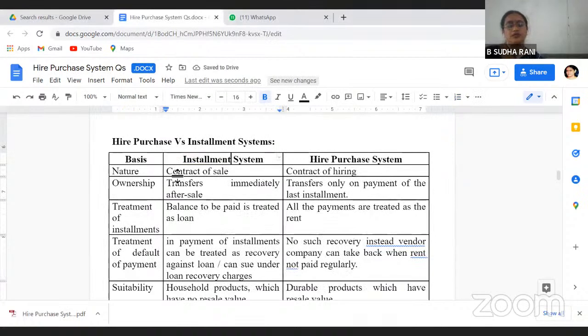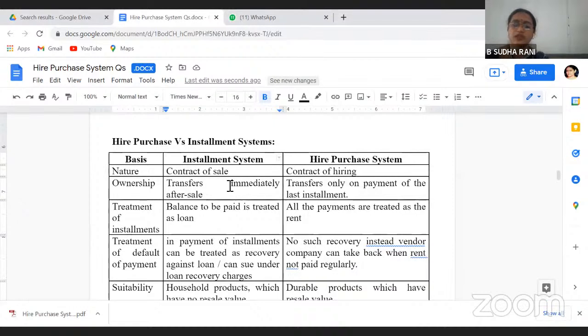Nature: an installment is a contract of sale, while hire purchase is a contract of hiring. Ownership: in installment, ownership of the asset transfers immediately on sale, but under hire purchase, ownership transfers only on payment of the last installment. Treatment of installments: under the installment system, the balance paid in equal installments is treated as a loan, whereas under hire purchase it is treated as rent.